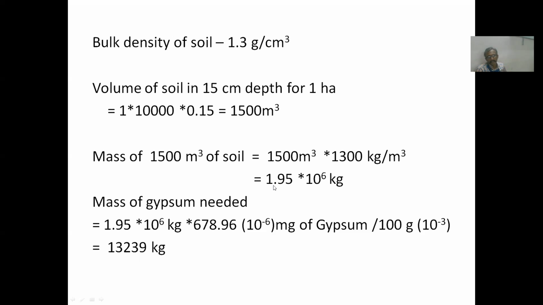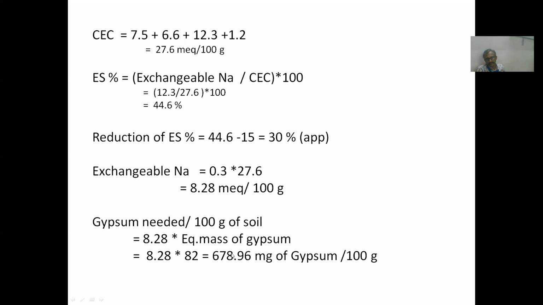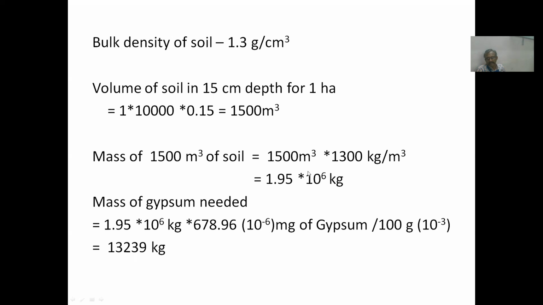So multiply, and you get 1.95 into 10 power 6 kg. This is the mass of the soil. We have previously calculated 678.96 milligram per 100 gram. So for this much mass of soil, multiply 1.95 into 10 power 6 by 678.96, with the conversion factors of milligram into kg and 100 gram into kg, and you get approximately 13,239 kg, or 13.2 tons.